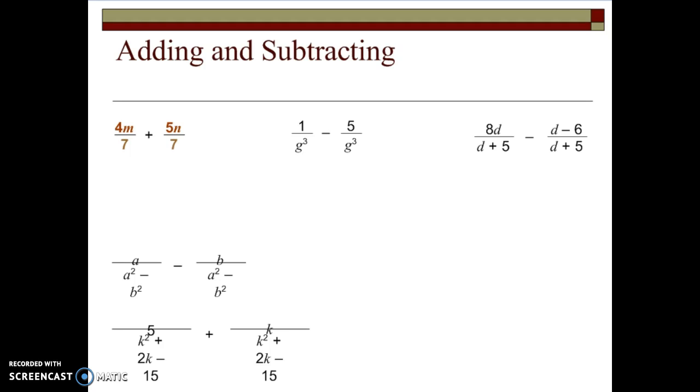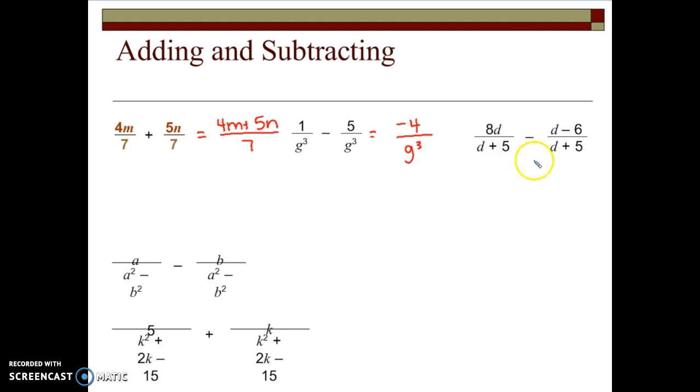So for a couple examples, for the first one, I've got 4m over 7 plus 5n over 7. Right now, my common denominator is 7, and they both have 7. So I don't have to change anything. I'm just going to add straight across. So we get 4m plus 5n all over 7. I can't combine those. I can't simplify anything, so I'm just going to leave my answer as is. For the second one over here, we've got 1 over g cubed minus 5 over g cubed. Again, they both have the same denominator of g cubed, so I'm just going to combine my like terms. So we have 1 minus 5, which is negative 4, over that common denominator g cubed.